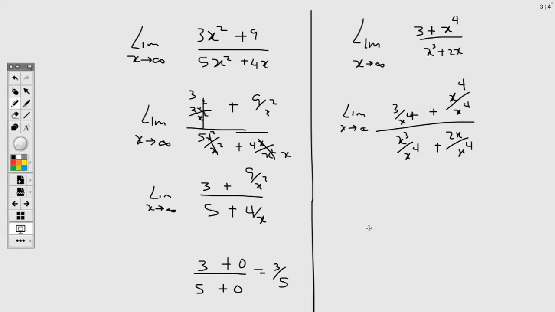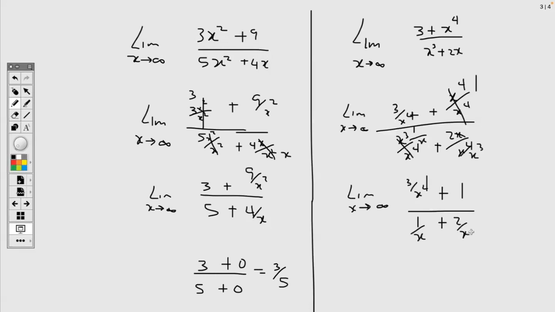Now, for this one, there's no simplification. It's just going to be the same. So this is going to still be 3 over x to the fourth. X to the fourth into itself goes one time, so we have plus 1. X cubed cancels out, so we have 1 over x remaining. And here, cancel out one of the x's, so I have 2 over x cubed.